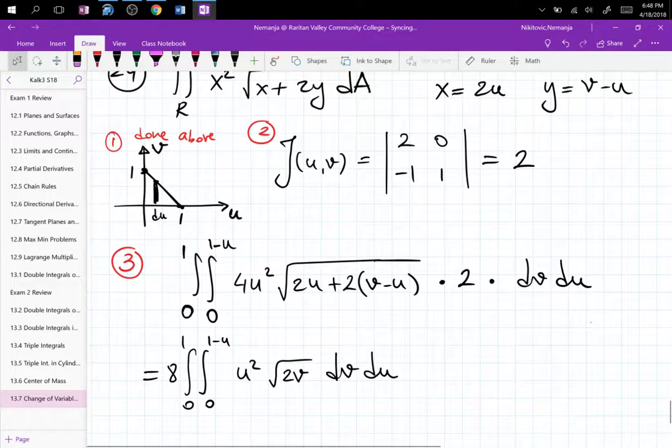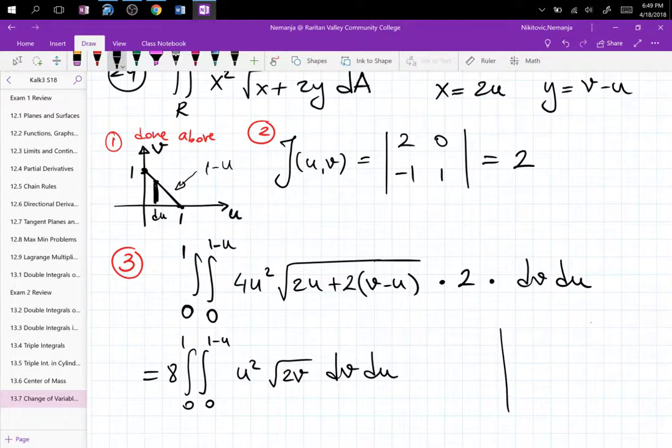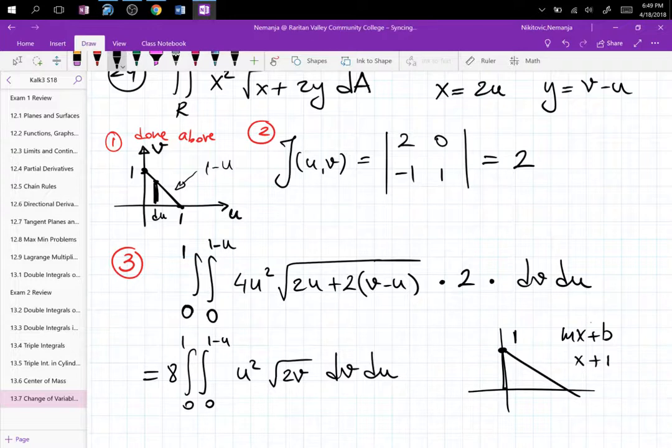1 minus u. It's the top formula over here. When you are doing the algebra, you have the line that goes through 1. That's your y-intercept. So you would say mx plus b, right? Your b is 1, so you have plus 1 there. You know you're going to have x, and now you need the slope. The slope is 1 unit down, so that's negative 1, 1 unit over positive 1.